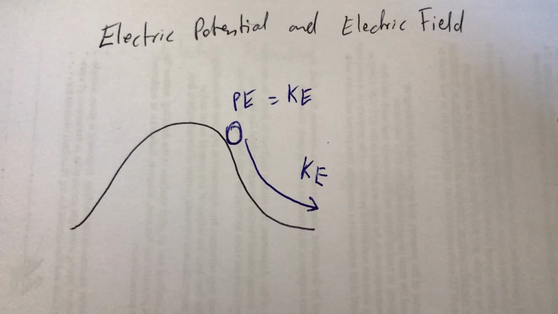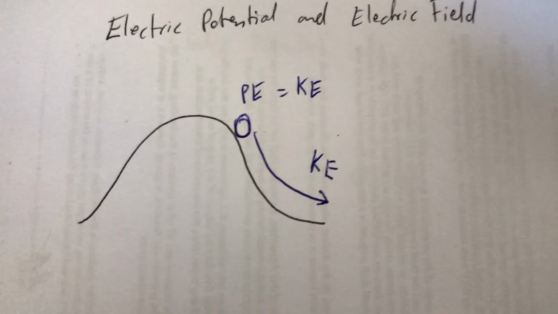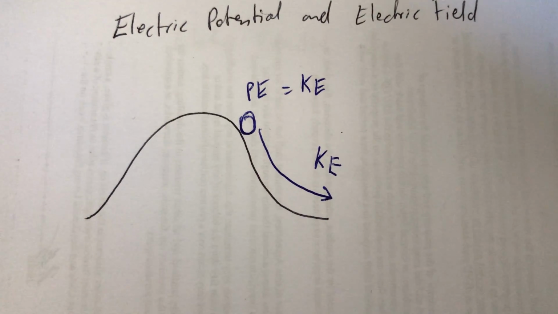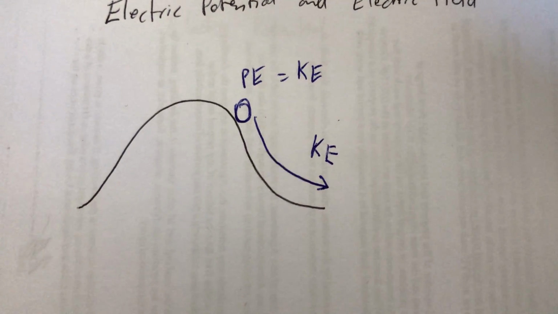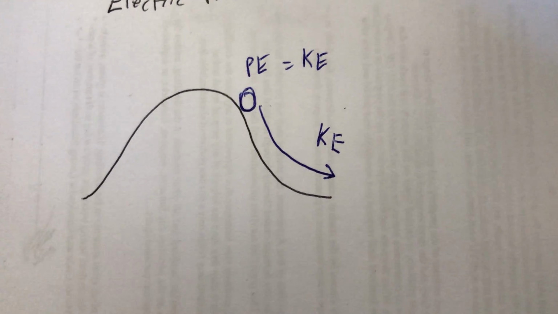We know that when we place a ball on this slope or hill, it has gravitational potential energy, because if we let the ball go, then it falls and gains kinetic energy equal to the potential energy it had at the height it was held.